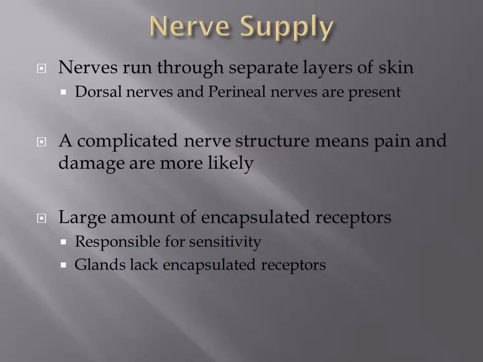Nerves run through each of the layers of skin. In the foreskin, there are an increased number of encapsulated receptors, resulting in a high sensitivity in this region.